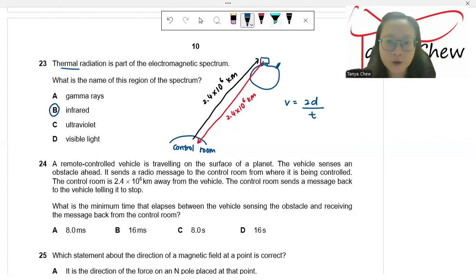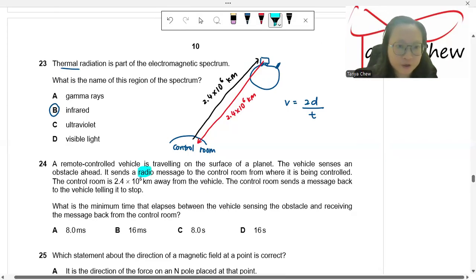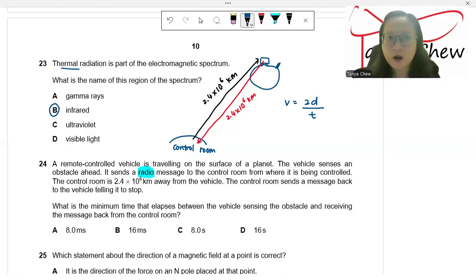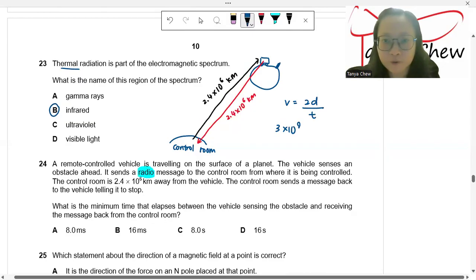So it sends, okay, maybe it seems like we have a lack of information, but this is a clue here, a hint. Send a radio message using a radio wave. A radio wave is one of the electromagnetic waves which travel with the speed of light, which is 3 times 10 to the power 8.